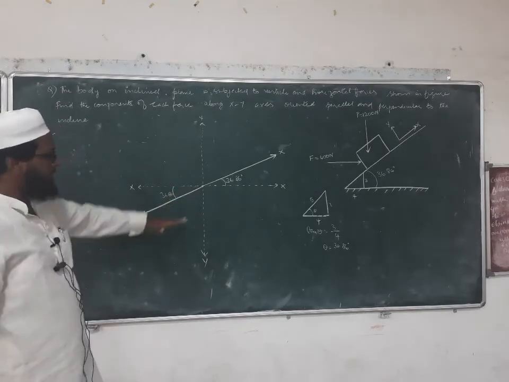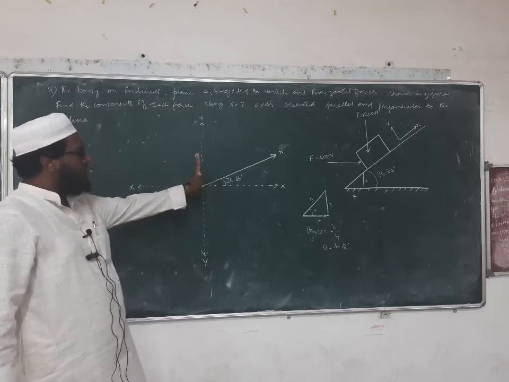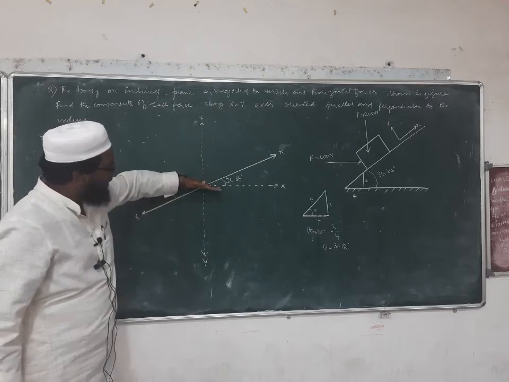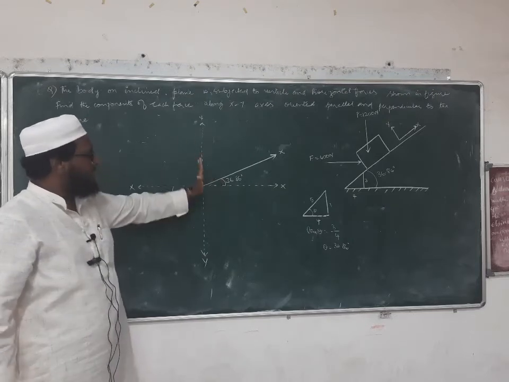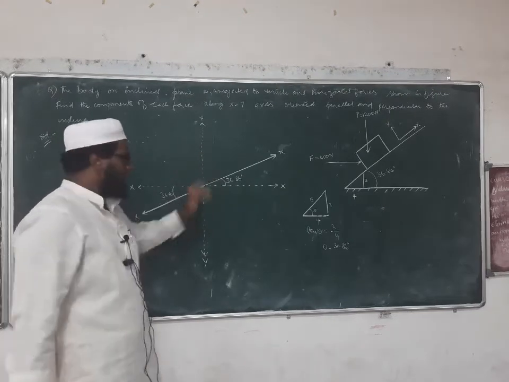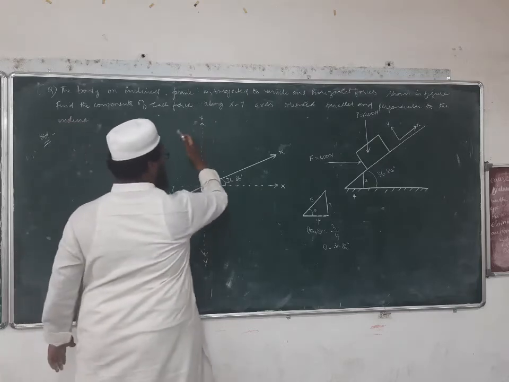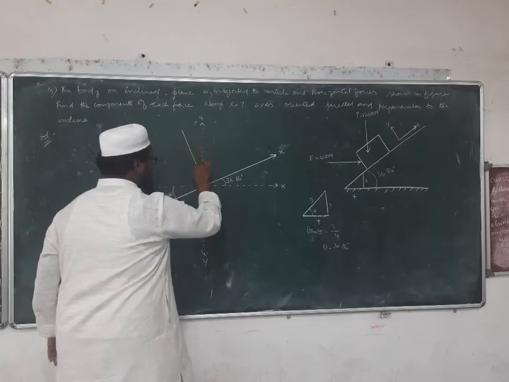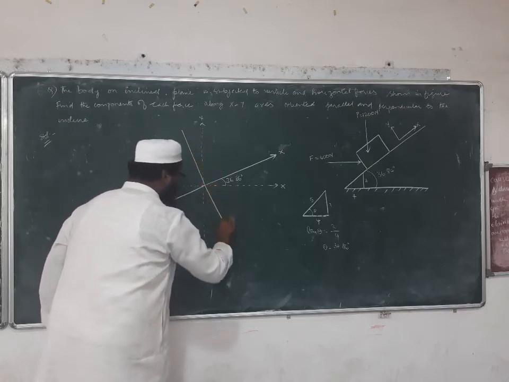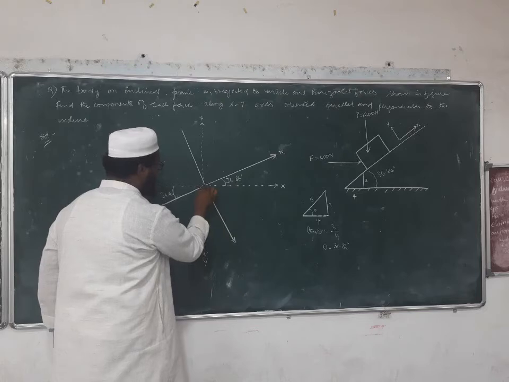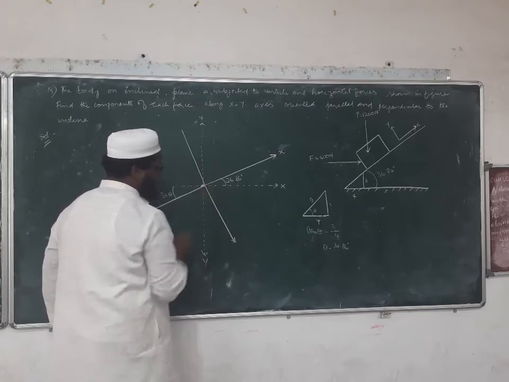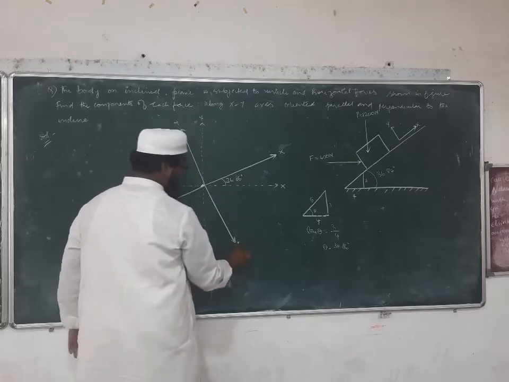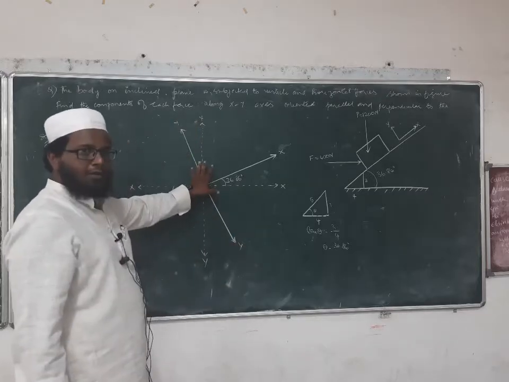This is also 36.86 degrees. So since x is rotated, what will happen to y? Y will also get rotated, isn't it? If you rotate the x axis, the y axis will also get rotated, isn't it? So the y axis will turn like this. Okay. So the y axis will go in this fashion. Let us consider this as a particle. Okay. So this is our y axis according to our problem.